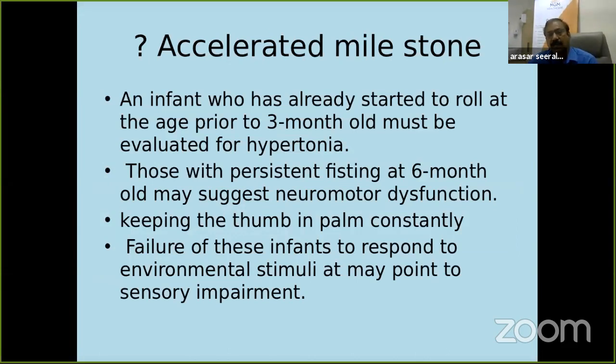We also must have an eye on the accelerated milestones. We should not be happy because certain milestones are achieved early. That does not mean the baby's development is a little faster or very good, because an infant who rolls over before 3 months must be evaluated for hypertonia. Babies who have persistent fisting at 6 months probably have an indicator of motor dysfunction. Or any baby that is keeping the thumb in the palm constantly is also an indicator. Failure of these infants to respond to environmental stimuli at any point of time indicates that probably they're having some sensory impairment.